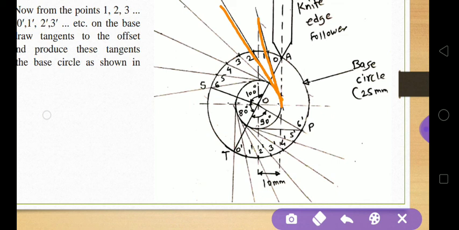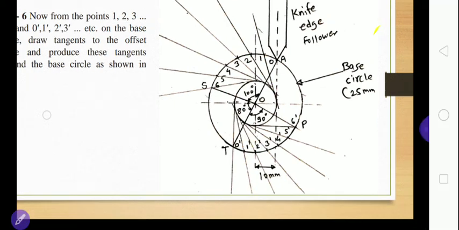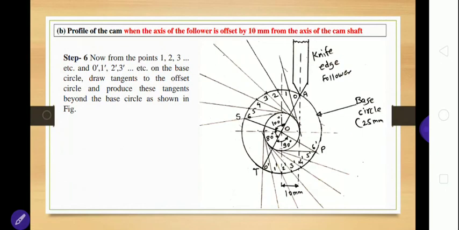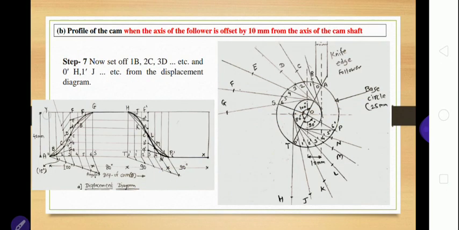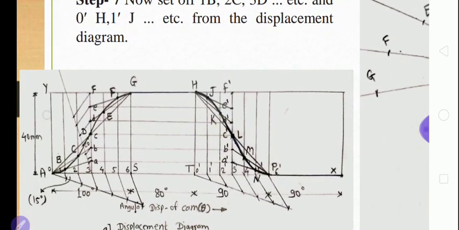Similarly for the return stroke also, tangent to the offset circle and passing through the 0 dash point, passing through the 1 dash point, passing through 2 dash, 3 dash, like that all the tangents we have to draw to the offset circle passing through these points. And then the second last step is to mark the distances from these points 1, 2, 3, 4, 5, 6 to the points capital A, B, C, D from the displacement diagram to the cam profile diagram.